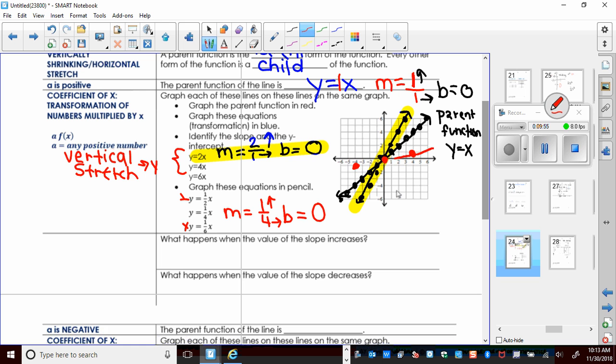Create my line. And if you notice, this equation, I'm going to write the equation name, y equals 1/4 x. It vertically shrinks. It does something called vertical shrinking.